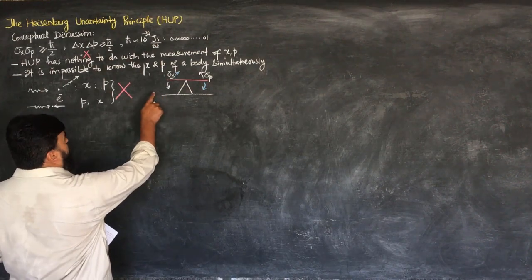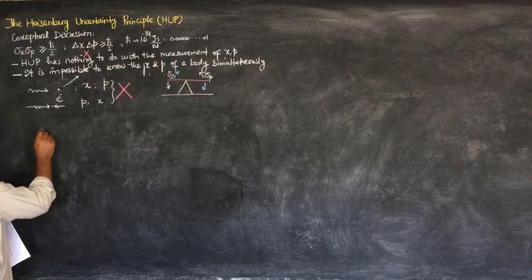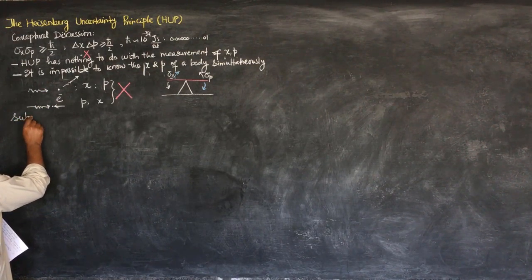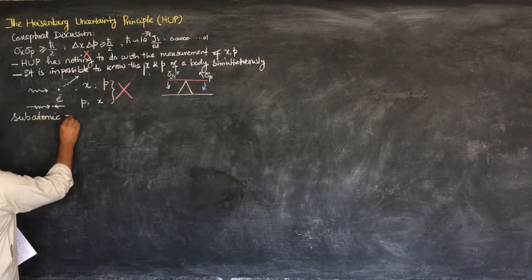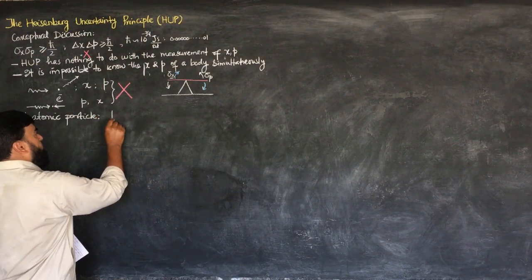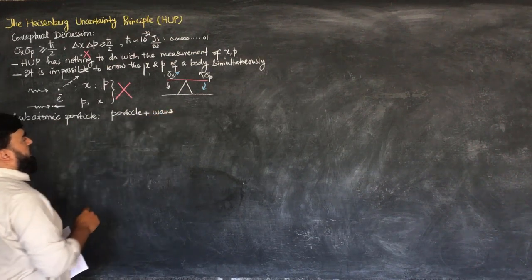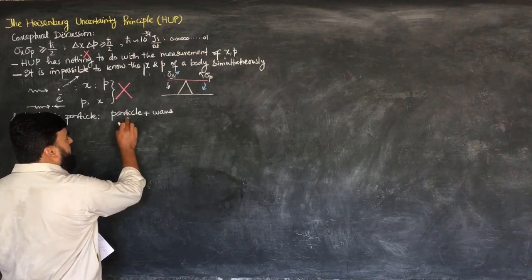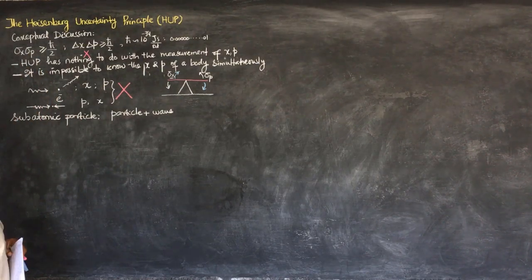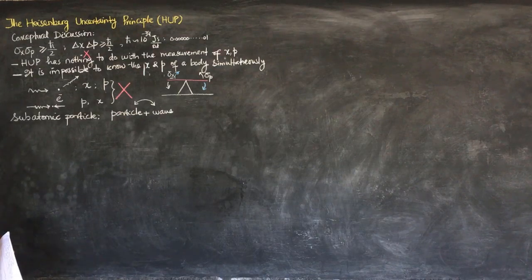So where is the problem that this uncertainty is occurring? This uncertainty is completely not there in classical mechanics. It is only in quantum mechanics, when we go to small particles like subatomic particles, then we know that the wave nature becomes dominant. So we have both particle plus wave nature. This duality is actually causing the Heisenberg uncertainty principle. When we combine these two, it gave rise to the Heisenberg uncertainty principle.